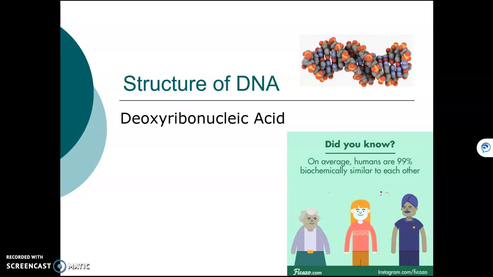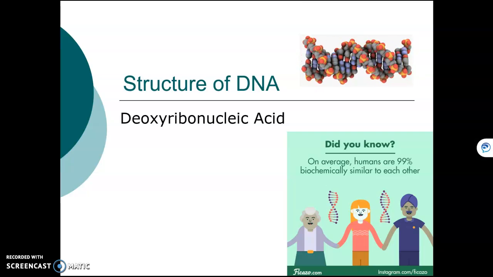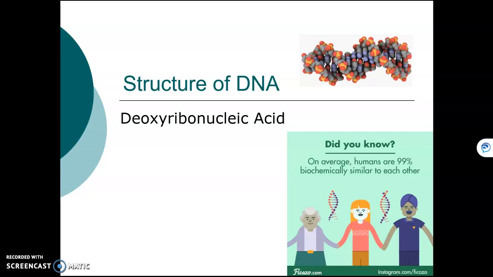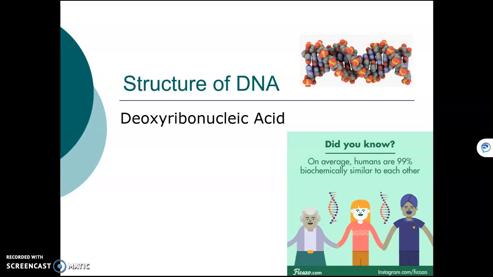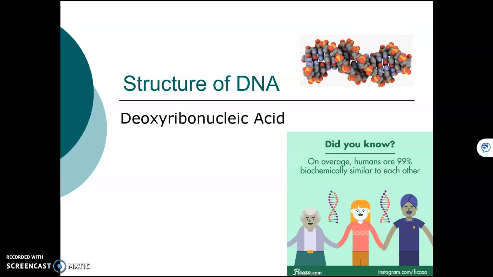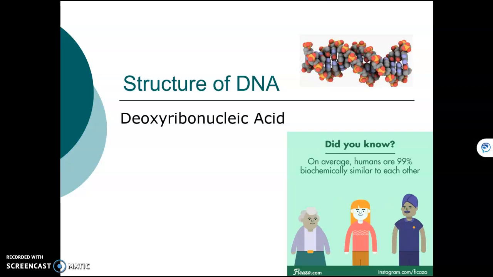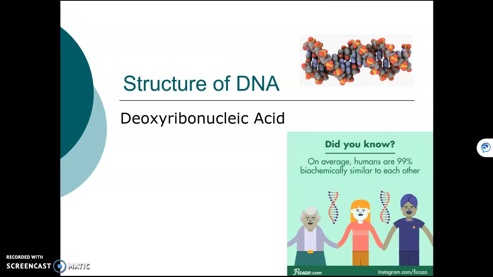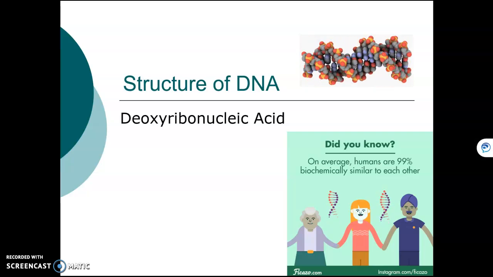If you look down at the graphic below, you will see that it says on average, humans are 99% biochemically similar to each other. And actually, it's a little bit above 99%. So there's less than 1% difference in our DNA between individuals of the same species. And it's those tiny bits of difference that make us look different from one another. That's our variation within our population that we talked about, such a strength to us as a species.